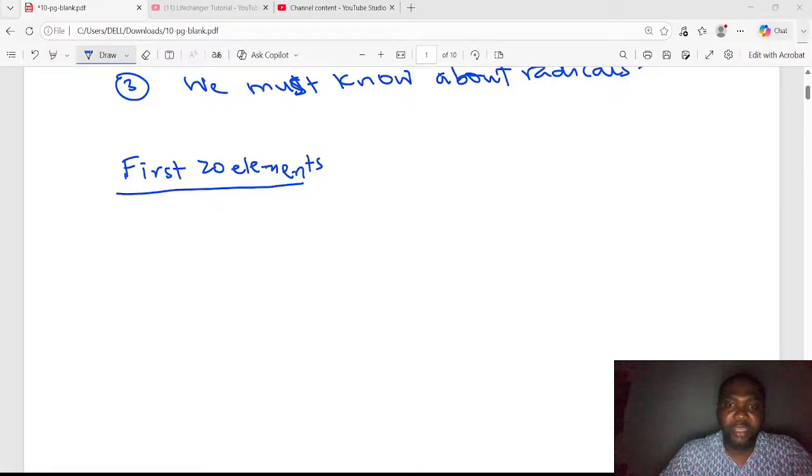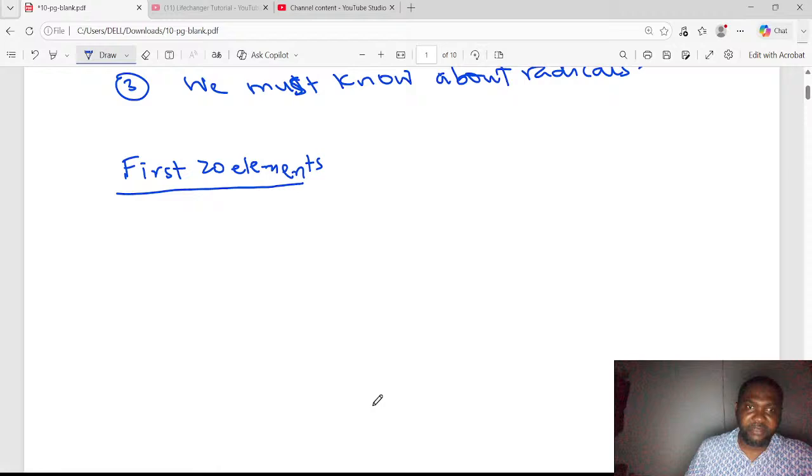But because we are just beginning, we will limit ourselves to the first 20 elements and also how to arrange them in the periodic table. But this is a must. I'm just trying to let you guys know that this is a must for you to know. Okay, so let me write down the elements.